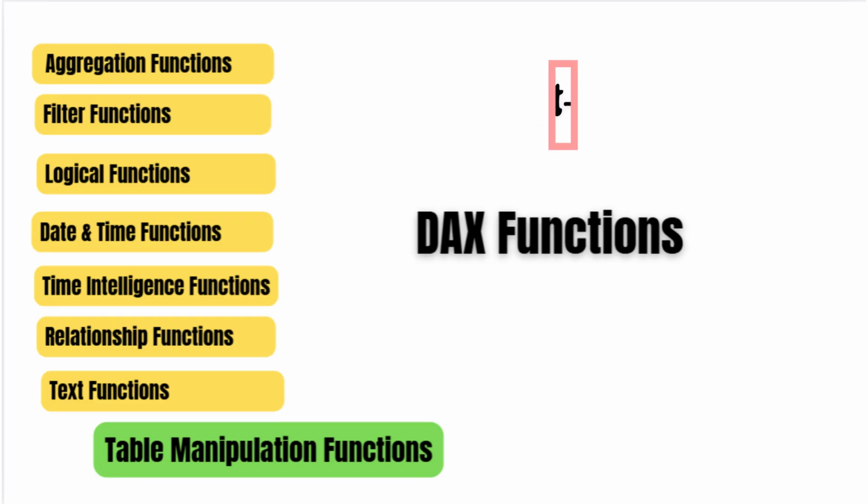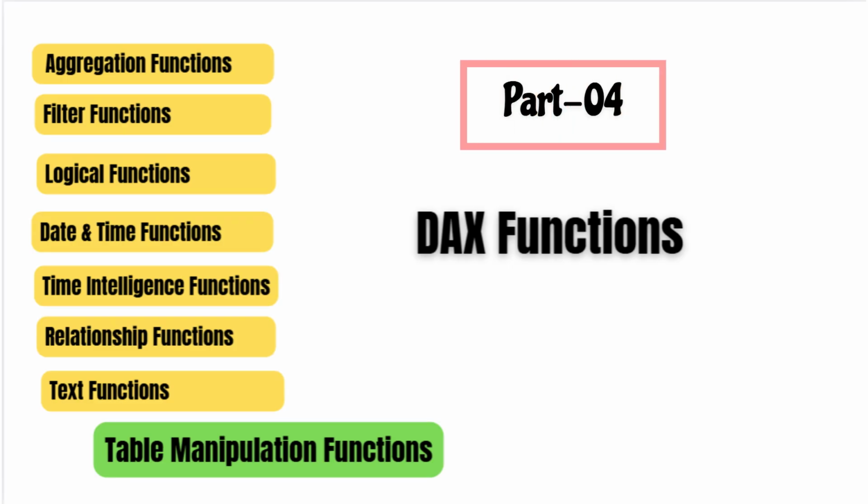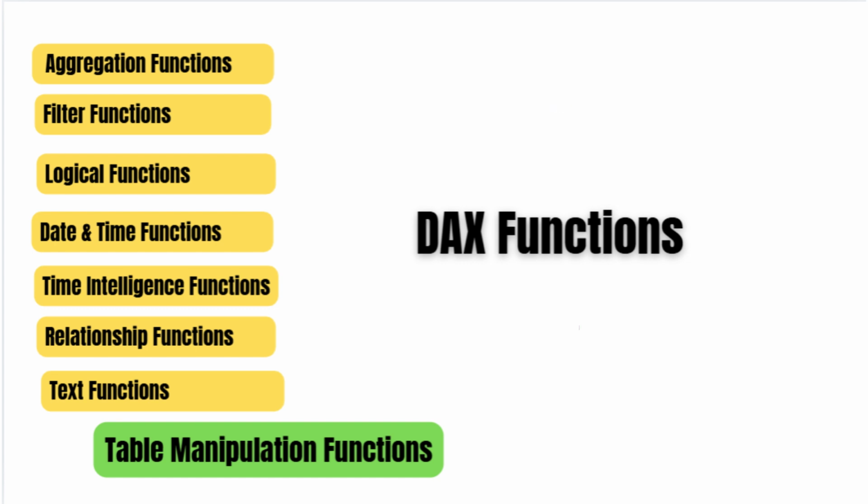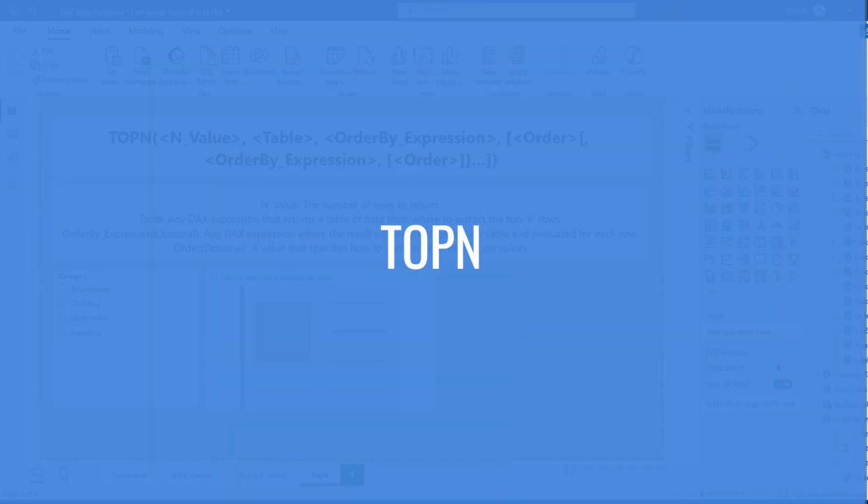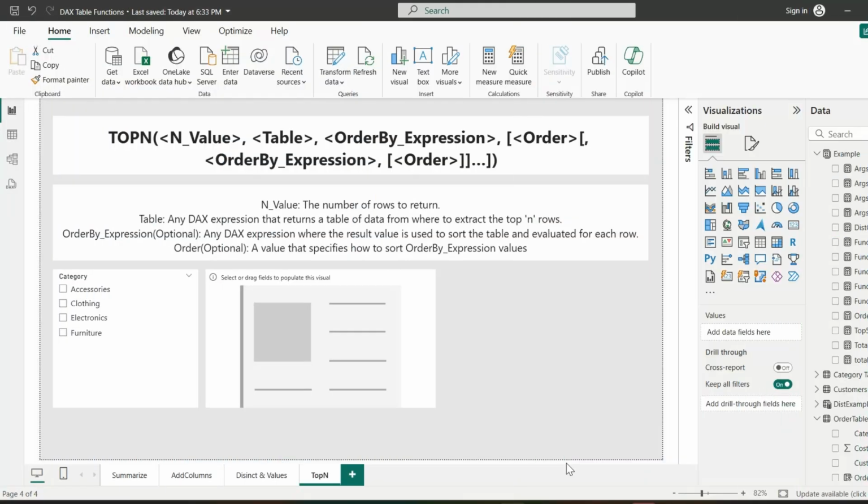In today's video of the Table Manipulation Function series, we are going to learn about the TOPN function. So let's get started. Firstly, what is the TOPN function? The TOPN function in DAX returns the top n rows of a table based on a specified expression. The expression can be the sales amount or profit, etc. You can also use it to get bottom n values by changing the sort order.